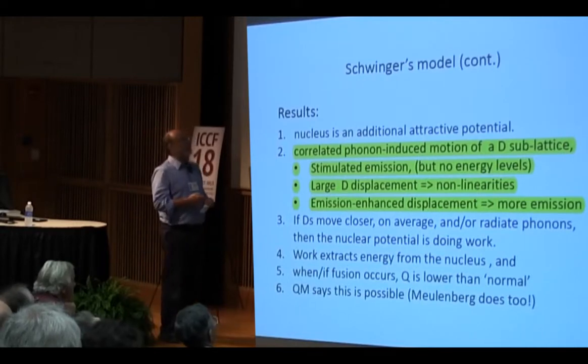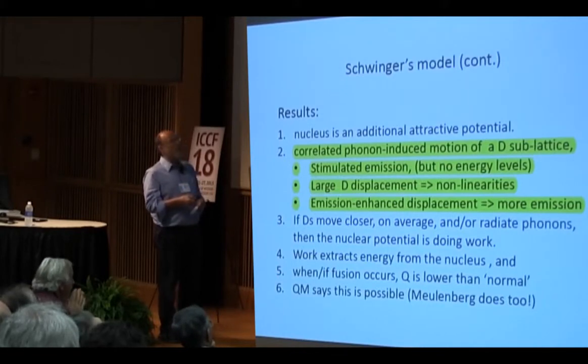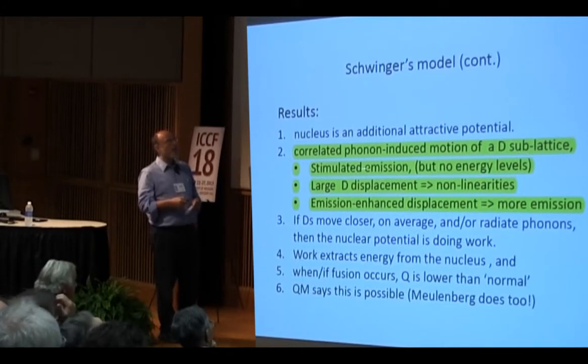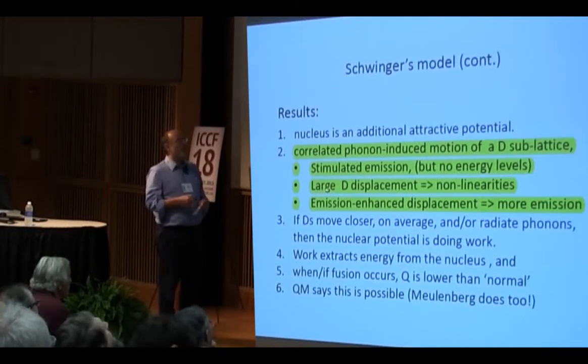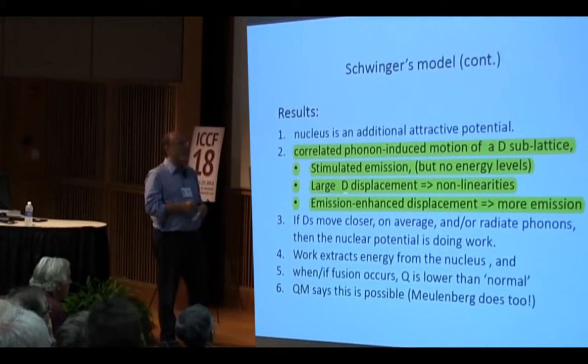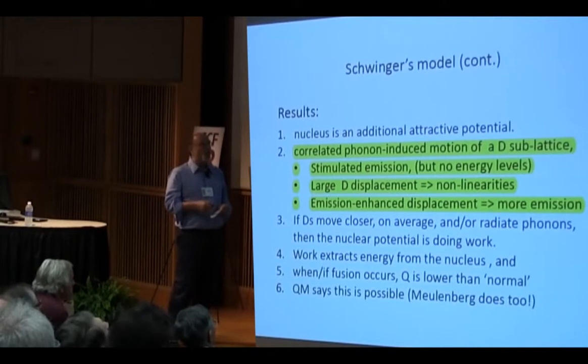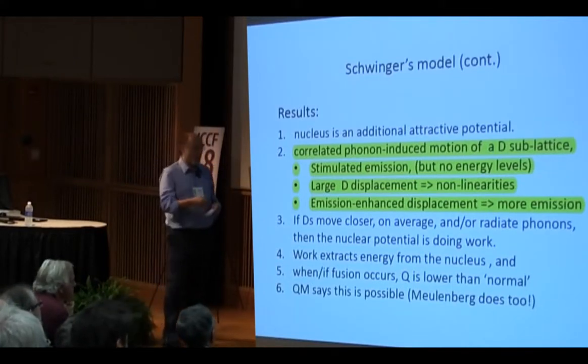The result of Schwinger's model is a correlated phonon-induced motion in the deuterium sublattice. You basically have a stimulated emission, but there are no energy levels there, and he specifically talks about this. You have a large displacement of the deuterons, and you're actually getting nonlinearity, which is also an important feature. The emission-enhanced displacement gives you more emission, which gives you more displacement. So there's a positive feedback mechanism here, which is important.